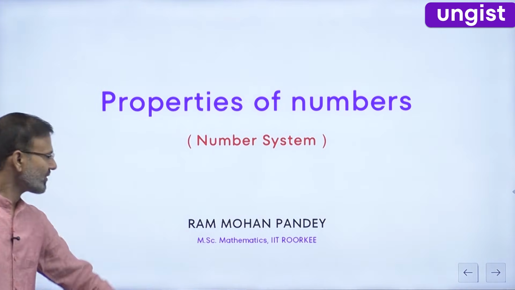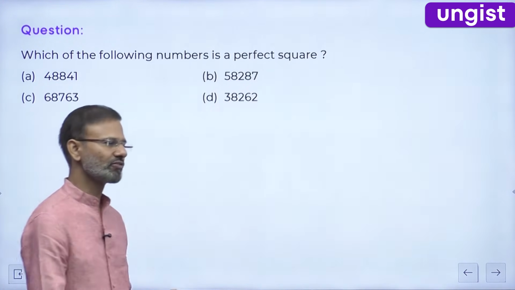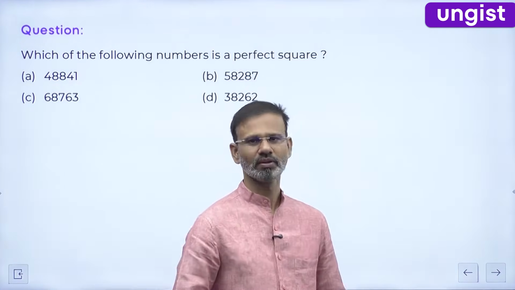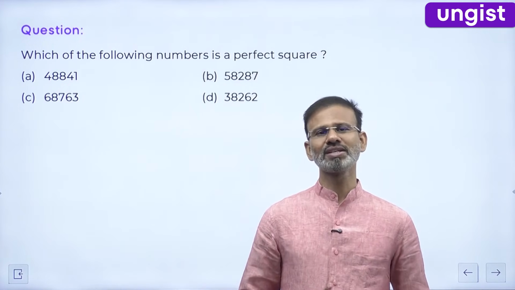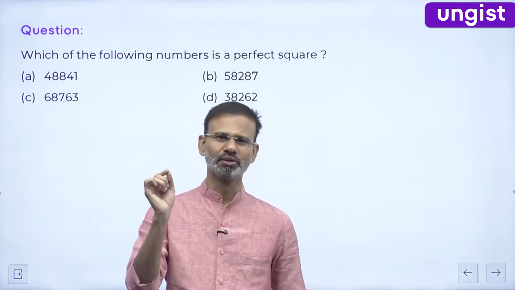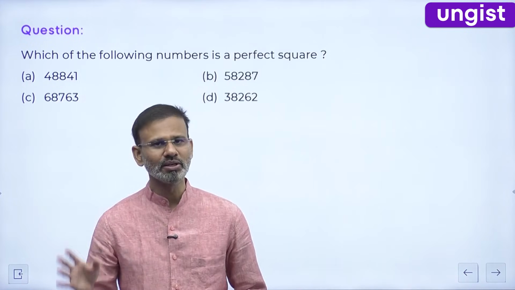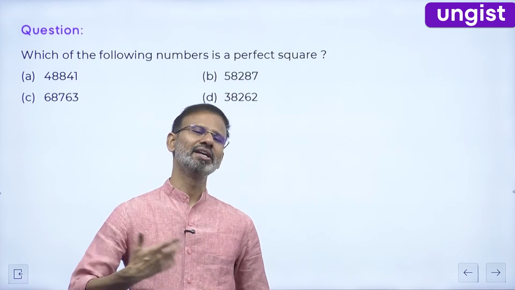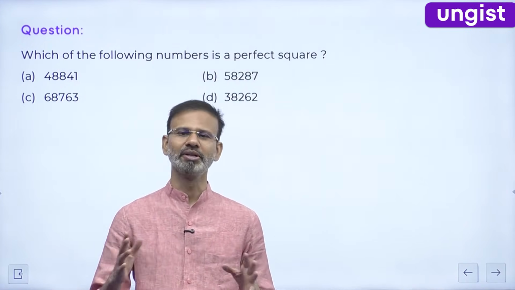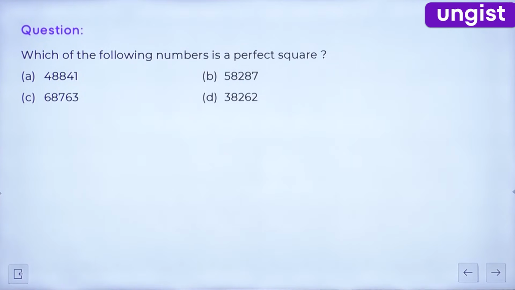Fine. So everyone, I'll be starting with a very simple question. The question is, which of the following numbers is a perfect square number? I'm not asking you to find the cube root or the square root. No, it's not required. Just read the question and try to tell me the answer if you can. Anybody? If you can. Anyone? No idea?